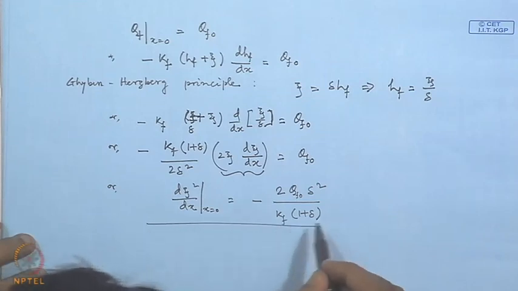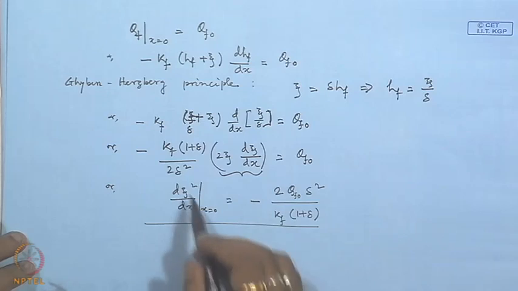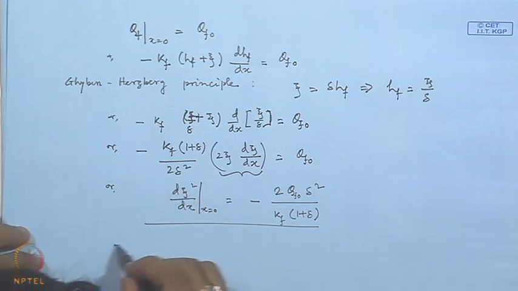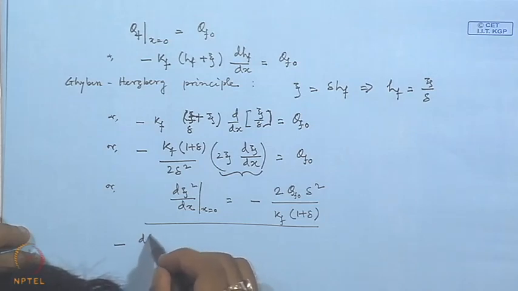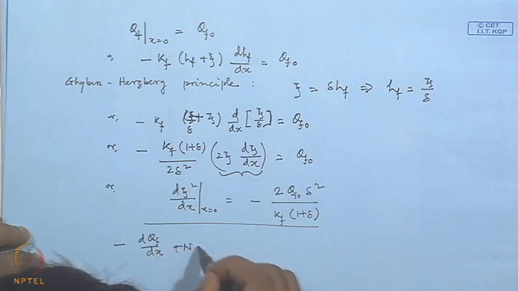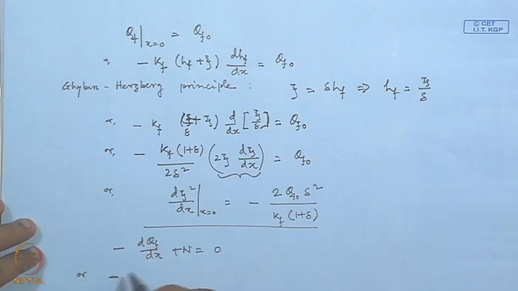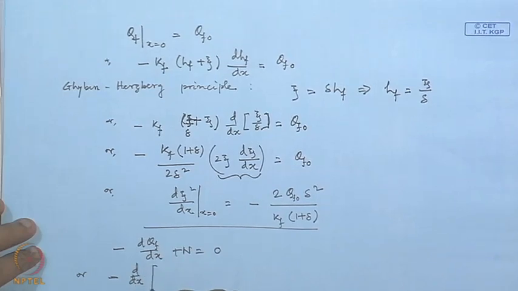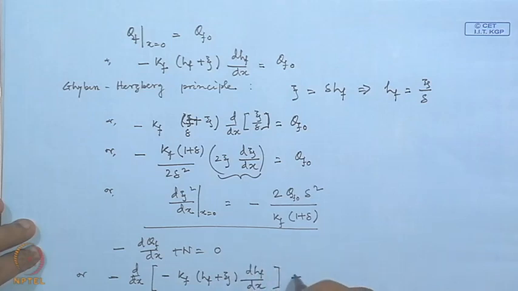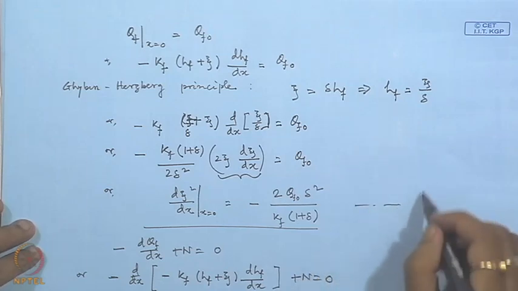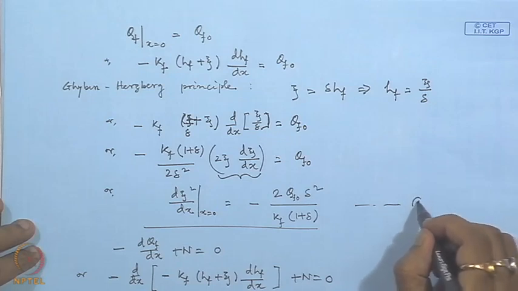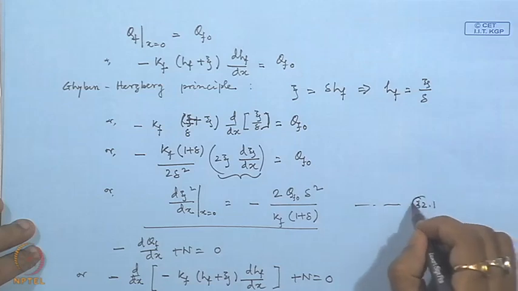Again, from our fundamental relationship that we have derived, that is d(qf)/dx plus n equals to 0, and in this one if we substitute here qf, then we will get d by dx of minus kf hf xi d hf by dx, plus n equals to 0. This is our relation number 1, our 32.1, let us denote it.